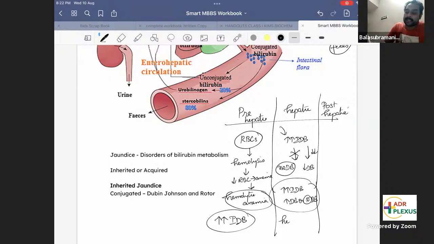It occurs in hepatocellular damage. Now, what's with post-hepatic jaundice?